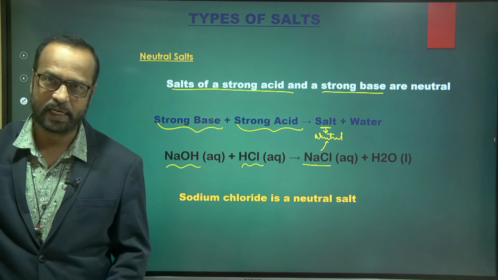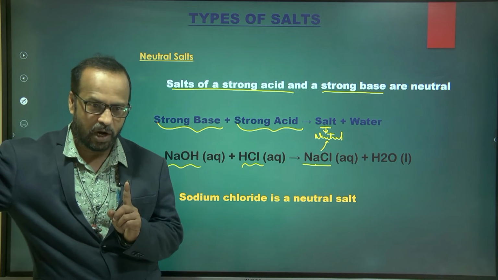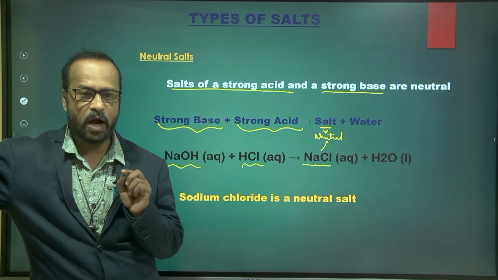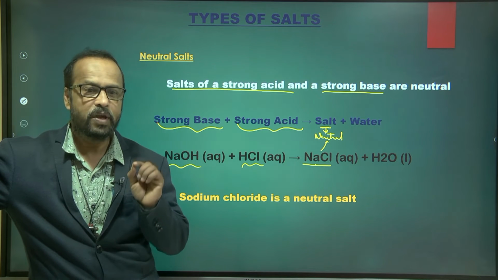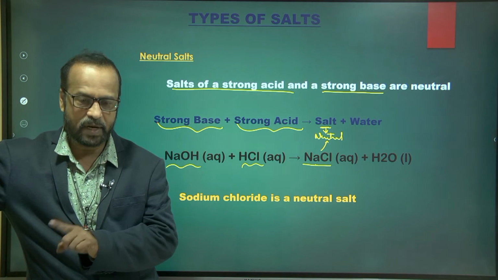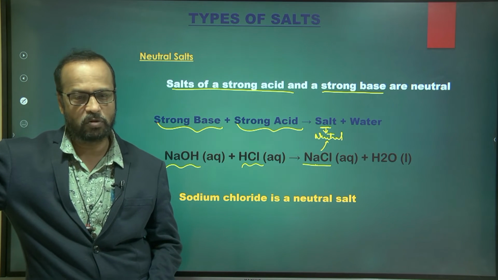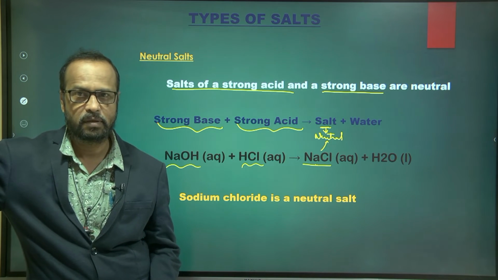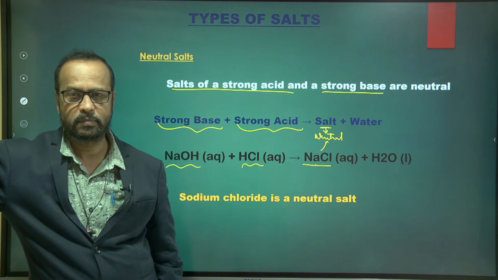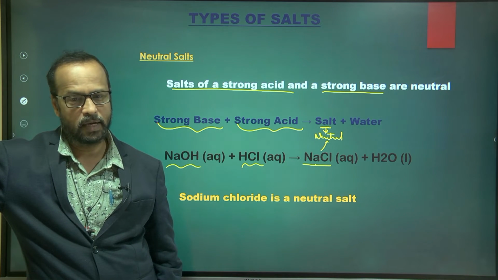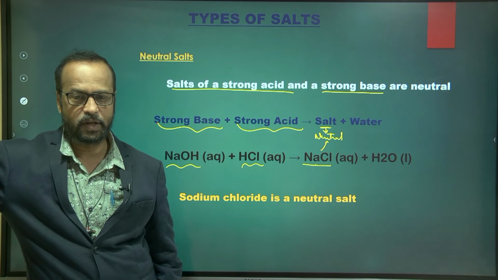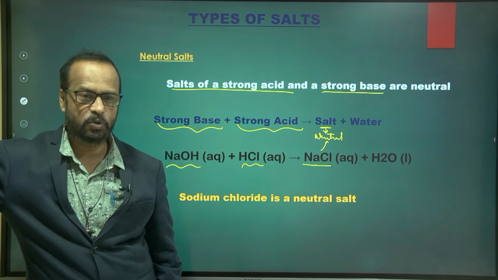So that is about the neutral salt. Salts are of three types: one is called neutral salt, second is called acidic salt, third is called basic salt. Neutral salts are formed when a strong acid reacts with a strong base. Right. Now copy this, note this down. Done, sir. Srinivas, you are also done. Yeah, very good. Did you understand the neutral?